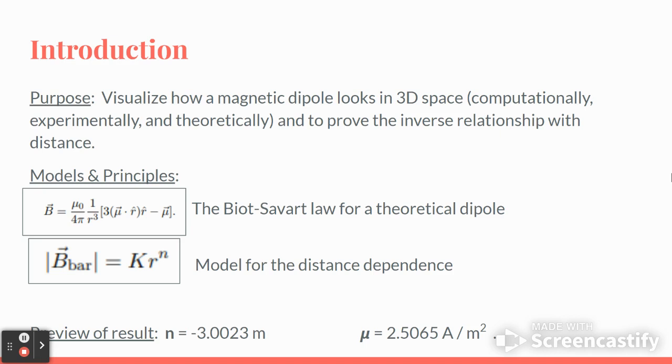A secondary purpose of this lab was to prove the inverse relationship that the strength of a magnetic dipole has with distance. Some models and principles used in this lab. The first equation you see is the Biot-Savart law for a theoretical dipole, which was given to us in the lab instructions. The second equation you see is how we analyzed our data to describe the relationship that magnetic dipole strength has with distance. A preview of my main result: my n was about -3, and the magnetic dipole, mu, was 2.5 amps per meter squared.